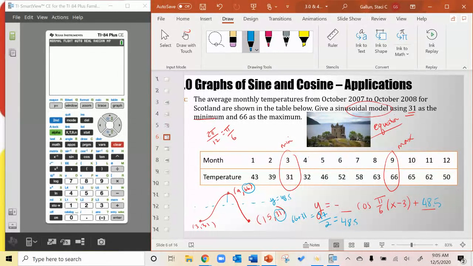To get from there to the top, or there to the bottom, I just need to say 66 minus 48.5. And whatever that is, that's one way to do it. I could also find the range and then do half of the range. That's also what the amplitude is. So I've got 17.5 or 35 halves. So I've got negative 17.5 cosine of pi over 6 times x minus 3, plus 48.5.